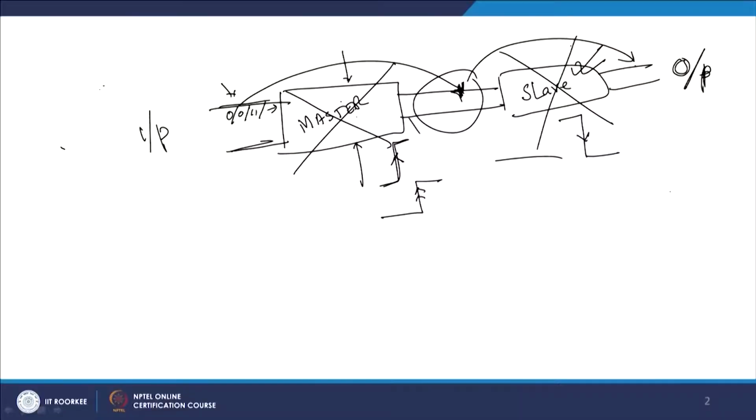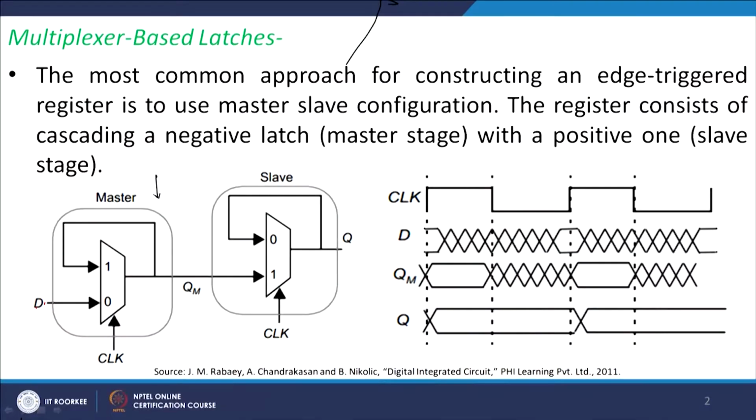So at no point of time are your input and your output connected. They will always be disconnected, and therefore you will always get a finite time, and you can actually remove those setup time issues here. So just to come back to the original slide, you term this as master.